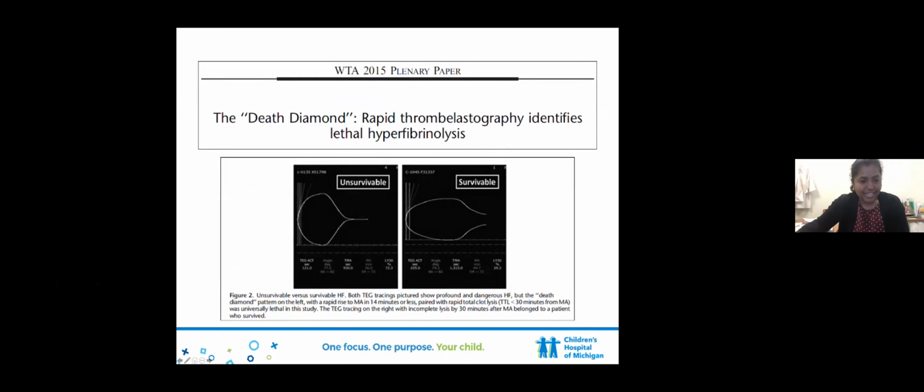So this is the death diamond. What they found was that patients who have significant hyperfibrinolysis in trauma had much higher mortality rates compared to patients who did not have significant hyperfibrinolysis. On the other hand, if you don't have any fibrinolysis, these were also situations that were associated with a higher incidence of DVT and also mortality in patients who had trauma.